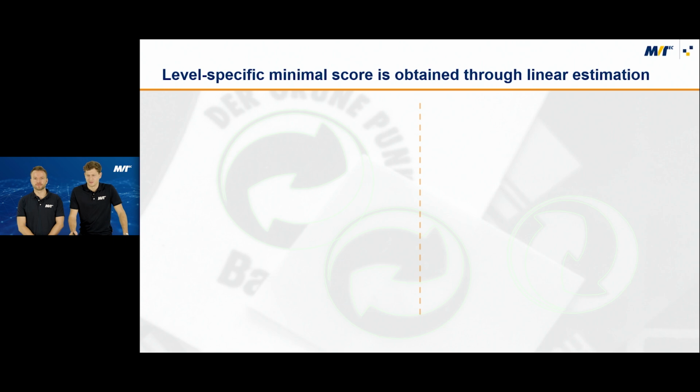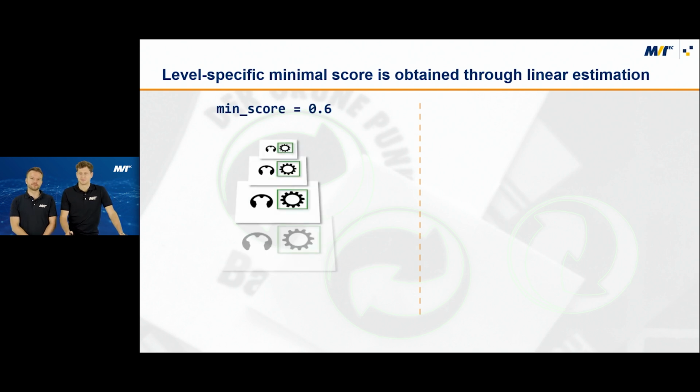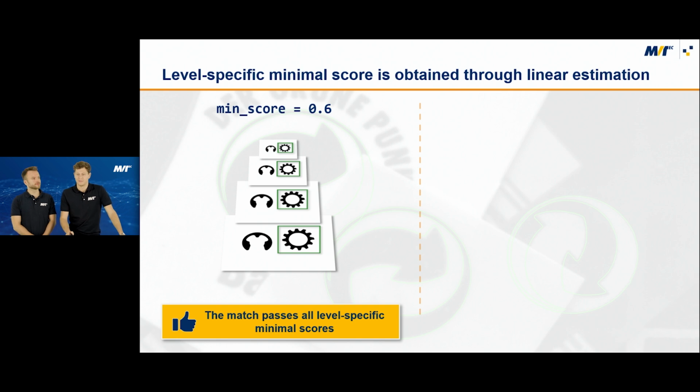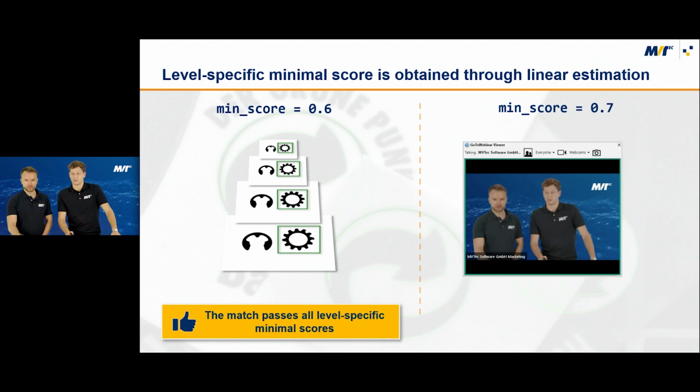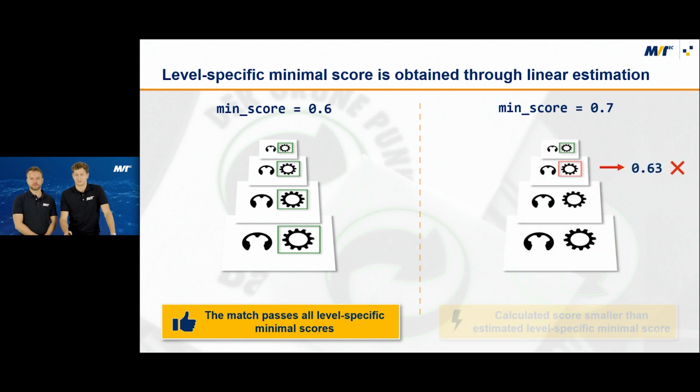To understand this phenomenon, a closer look into the matching algorithm is required. Based on the min score defined by the user, the matching algorithm linearly estimates a level-specific minimal score. And only if the match passes this minimal score on each pyramid level is it shown as a successful matching result. Changing this min score to gain a speedup leads to a change in the minimal scores, which in turn might lead to a match not passing the minimal score on higher pyramid levels. Thus, it can happen that a previously successfully found match is discarded, as you can see here.